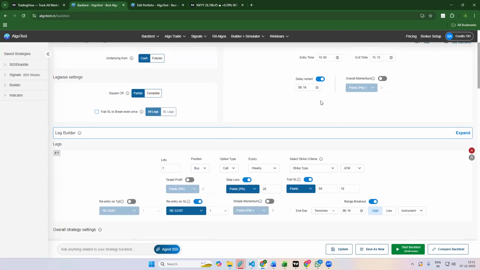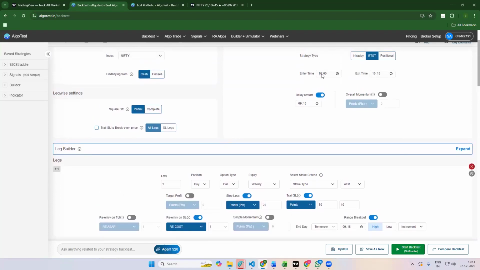So we are calculating a range from 10 o'clock to 9:16. What is 9:16? 9:16 is the opening time of the market. We start monitoring Nifty from 10 o'clock on the previous day till the morning 9:16. And if Nifty breaks the high at 9:16, the level whatever it was at 9:16, we will take the entry. Okay.